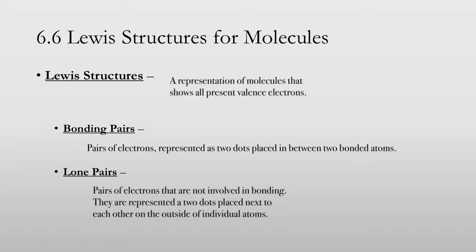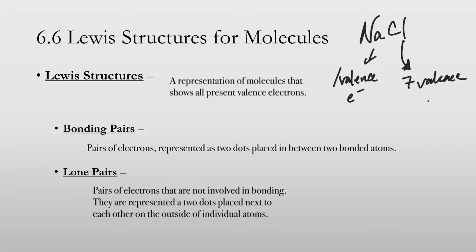These Lewis structures have what's called bonding pairs, and it's pairs of electrons, and they're represented as two dots placed in between the two atoms that are bonded to each other. So for example, if we have sodium chloride, we could write the chemical formula as NaCl. But if we look at the periodic table, sodium is in group 1, so it has 1 valence electron. Chlorine is in group 17, so it has 7 valence electrons.